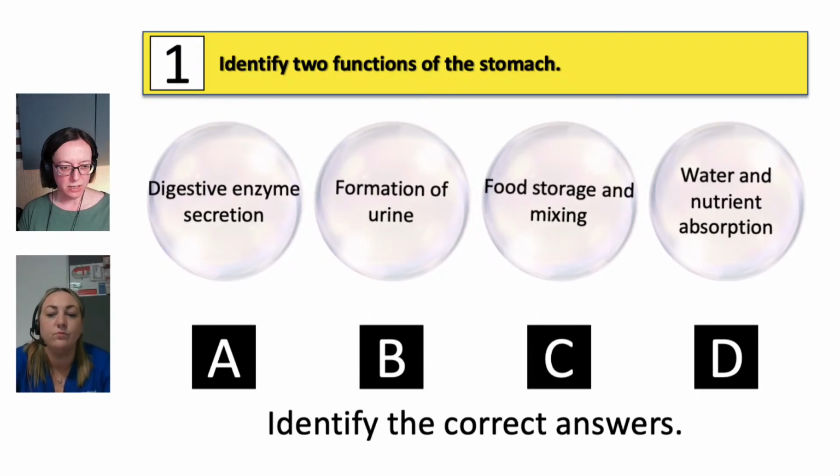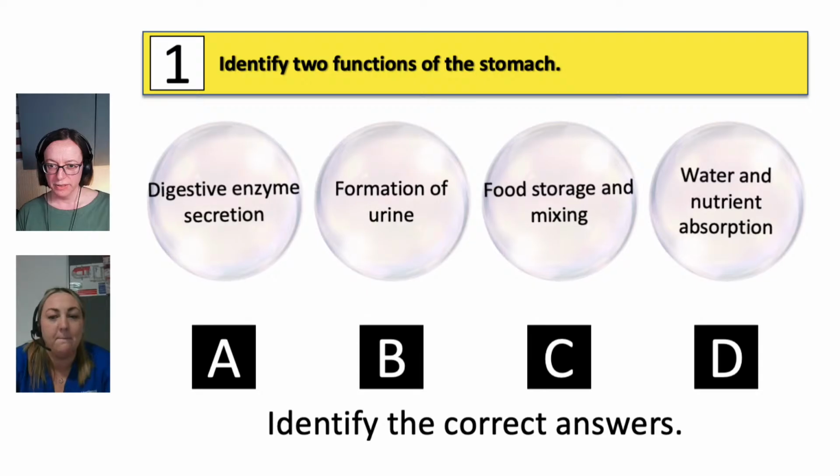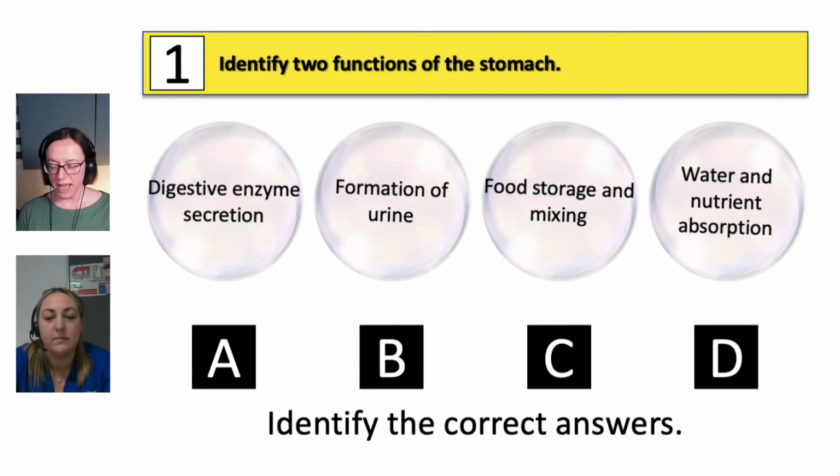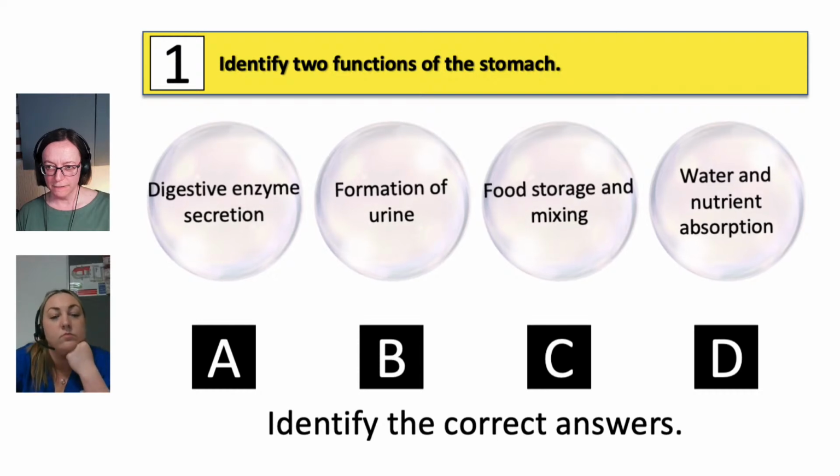So what happens in your stomach? Does anyone know? Any you're eliminating, Charlotte? Definitely B. Yep, I agree. Formation of urine is not a function of the stomach. Any that you're certain about do happen in the stomach? Definitely A. Okay. What about C, food storage and mixing? Yes, definitely. You would assume that in the stomach, food storage would happen in there. I think we can definitely say mixing happens because you can sometimes feel that, can't you?